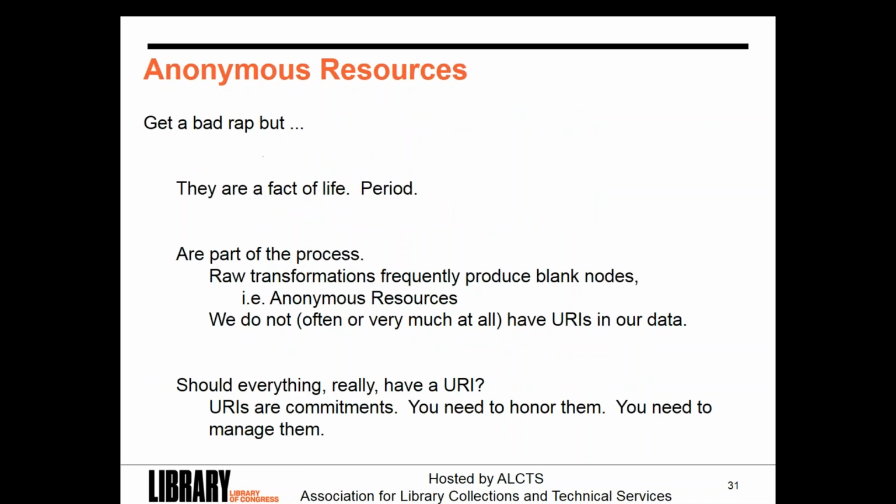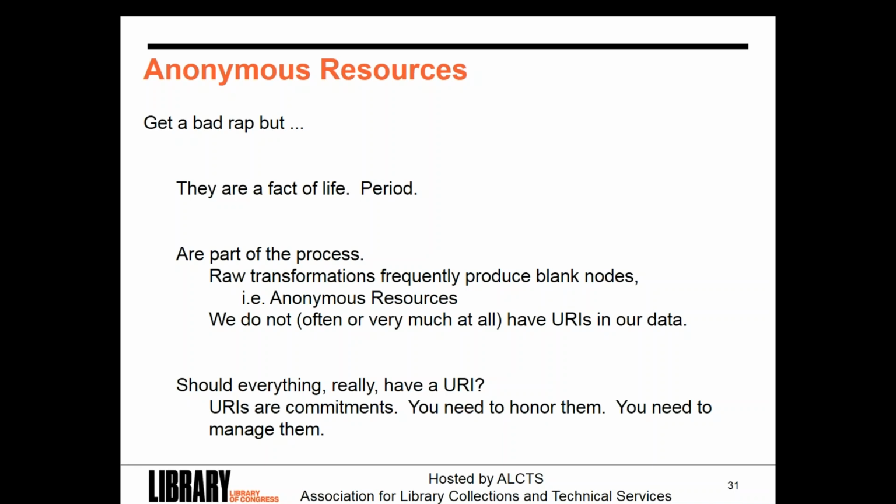So they are a reality, and if you have developers, or if you are a developer yourself and you've worked with RDF and you've encountered these anonymous resources, you might have grumbled, or you've heard some grumbling about them. But the reality is they are a fact of life. It's just that simple. They're part of the process. Our raw transformation that takes a MARC bibliographic record and converts it into BibFrame just inserts anonymous resources or blank nodes wherever it can, because the MARC record has no URI in it. It's the absence of a strong identifier. You have to use some kind of identifier, and in that case we use an anonymous resource.